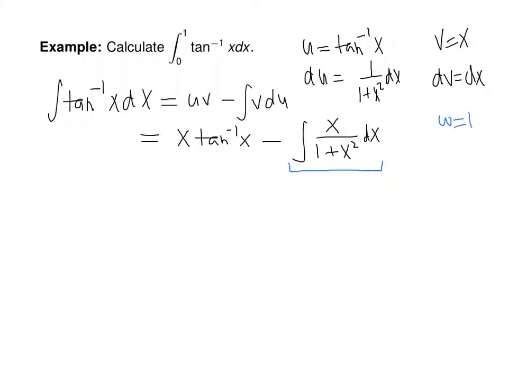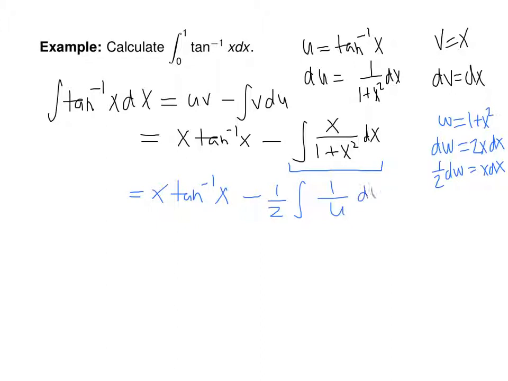Let's let w equal 1 plus x squared, so dw is equal to 2x dx, or 1/2 dw equals x dx. So we have that the antiderivative of tan inverse x is equal to x tan inverse x minus 1/2 the integral of 1 over w dw, or x tan inverse x minus 1/2 ln(1 plus x squared) plus c. But since we have a definite integral, we don't have to worry about the plus c.